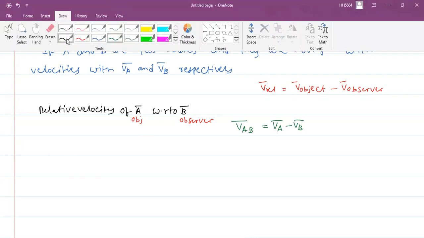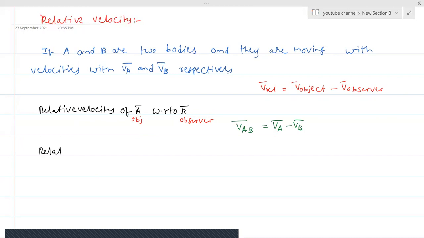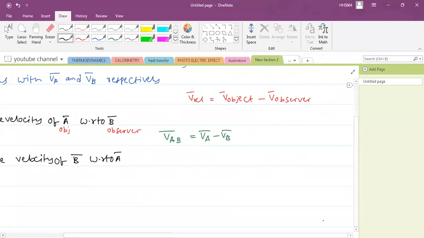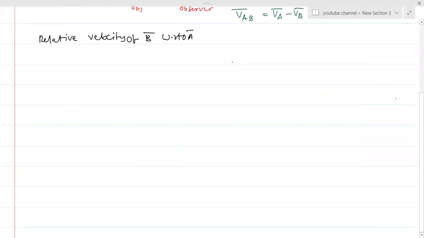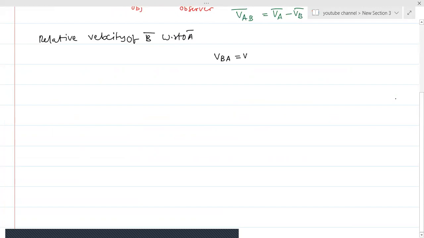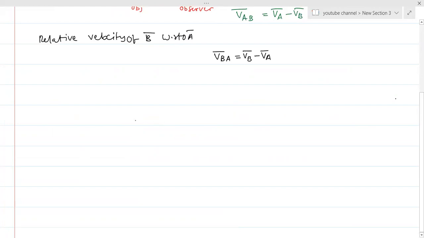Similarly, if we write the relative velocity of B bar with respect to A bar, then simply we will write VBA bar equivalent to VB bar minus VA bar. So this will be the situation.